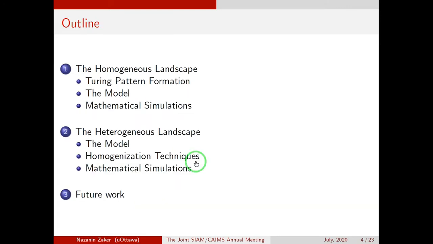Then we have my outline, as you can see here, and my talk is divided into two main parts based on the type of landscape: homogeneous landscape and heterogeneous landscape. My goal here is to provide the model and discuss Turing pattern formation on these types of landscapes. I know that Turing pattern formation is usually defined for homogeneous landscapes, but we'll see how we can define and study Turing pattern formation on heterogeneous landscapes as well.